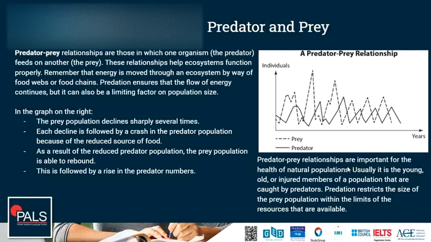Predator and prey relationships are important for the health of natural populations. Usually, it is the young, old, or the injured members of a population that are caught by predators. Predation restricts the size of the prey population within the limits of the resources that are available.